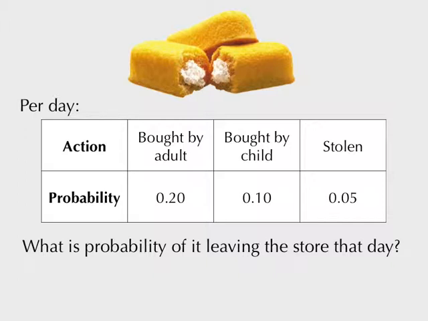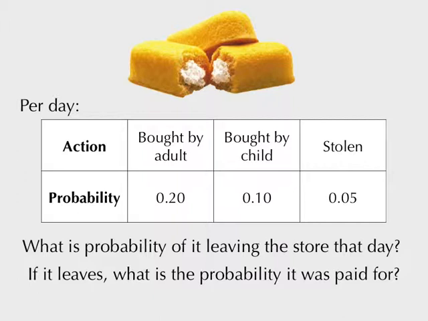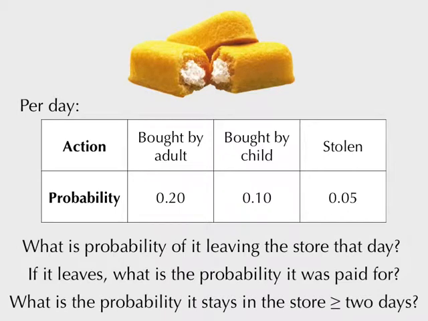Is there anything else? Want to multiply them? Okay, should we multiply or add? Add them. Anyone want to say multiply? Right, yeah. So we add them. So 0.35 is the answer. Okay? Good. If it leaves, it's probably because it was paid for. Agree with that? Yep. Okay. What's the probability it stays in the store for at least 2 days?